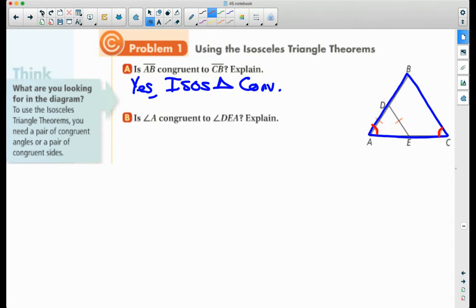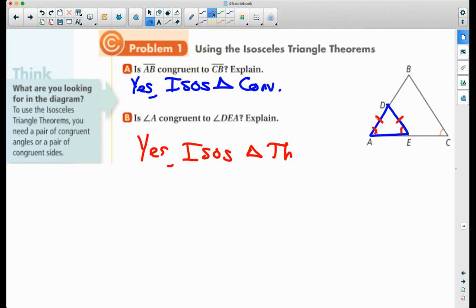Next, is angle A congruent to angle DEA? My answer would be yes. Because if we look at this little triangle right here, the tick marks tell us these sides are congruent. So that means these two angles have to be congruent by the isosceles triangle theorem.